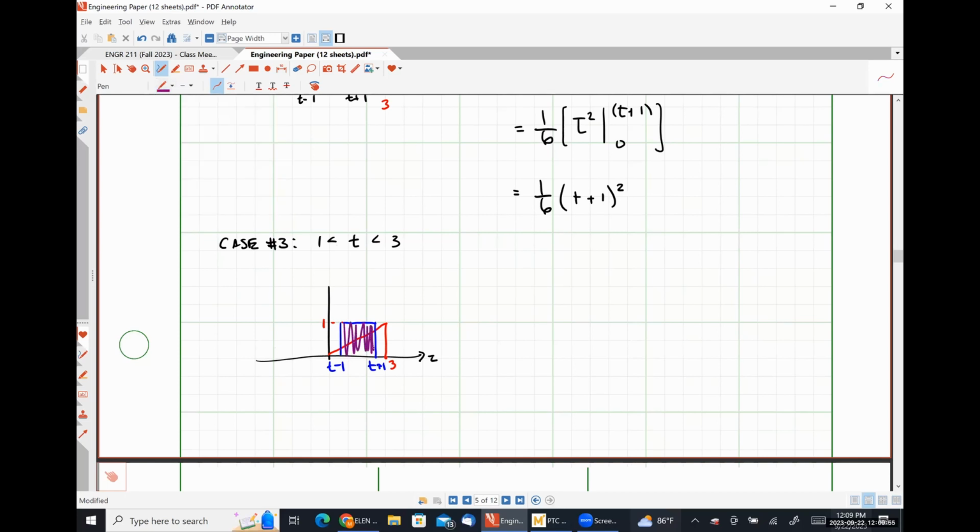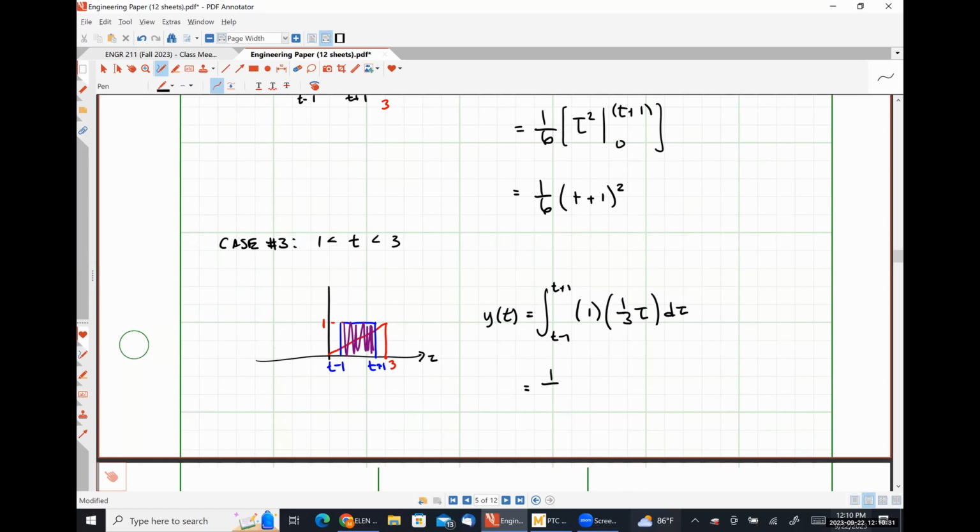So now the functions completely overlap with each other. So what should my integral look like? All right. So from t minus 1 to t plus 1 of 1 times 1/3 tau d tau. Okay, I agree with that wholeheartedly.